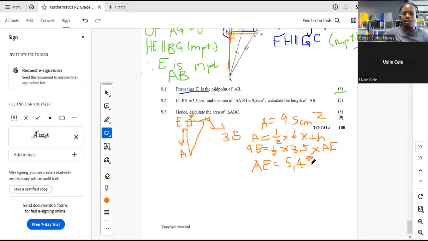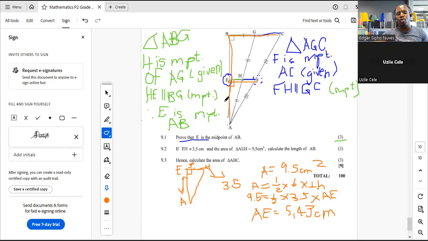Now I'm going to ask you a question. This is not exactly what they asked you. They asked you for the length of AB. But can you tell me what is the connection between AE and AB? How are they related? I think that AE is part of the side AB, and if you multiply AE by 2, it will give you AB. 100%.